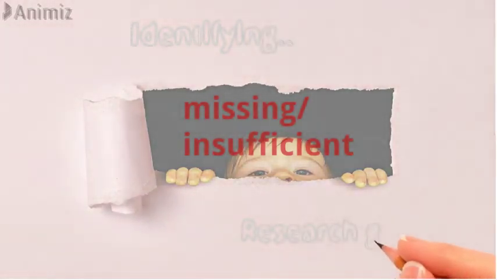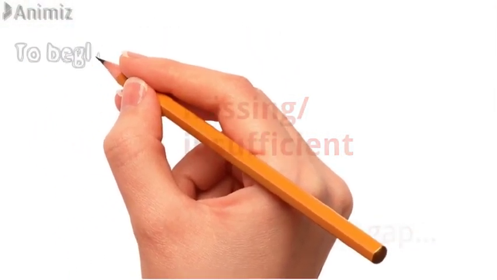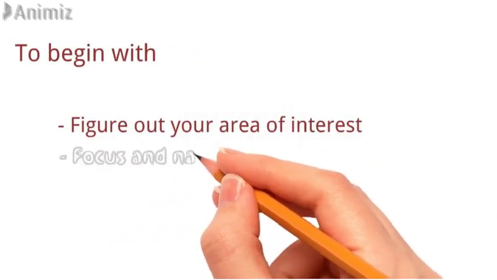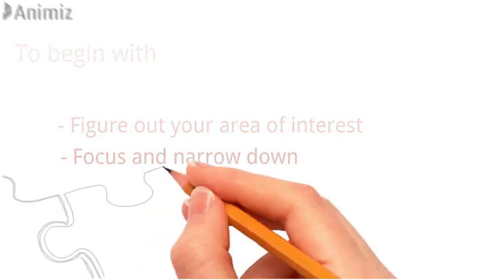Whenever you go for identifying your research gap, you should be clear on two concepts. The first one is you have to figure out your area of interest, and the second one is you have to focus and narrow down your topic. It is not an easy task, it is time demanding, but you should not get sidetracked.